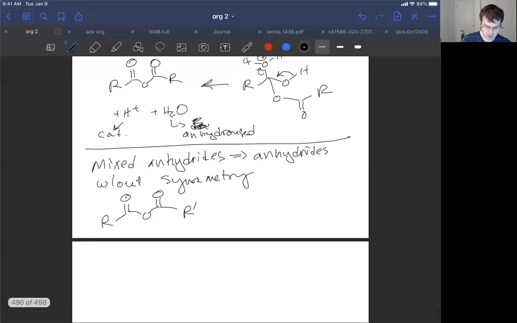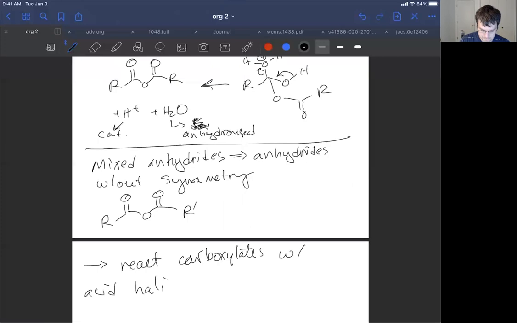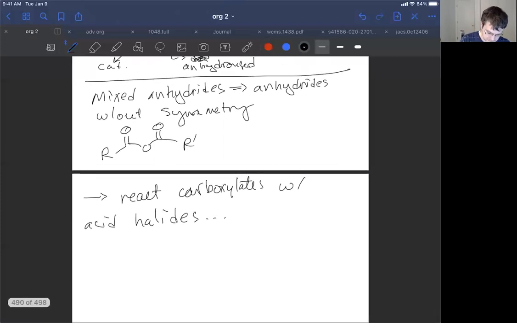What we can do is we can just react carboxylates with acid halides. So what you could do is take some sort of acid chloride and react it with the carboxylate of a carboxylic acid. So you could generate that in a number of ways.